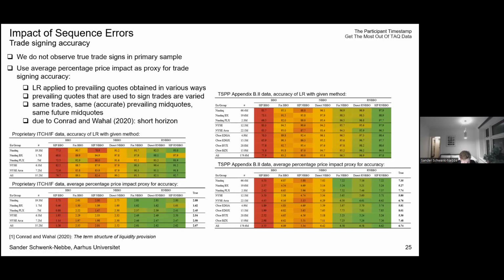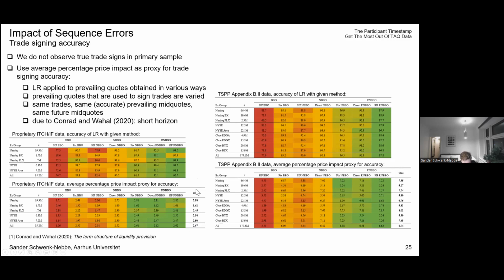Now, of course, they are not going to be perfect. The price impact proxy for accuracy is not perfectly capturing the accuracy, but it gives us a good idea, and that is without using the true trade signs at all, because we do have the true trade signs in those samples.